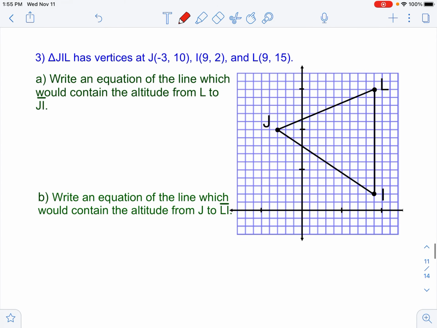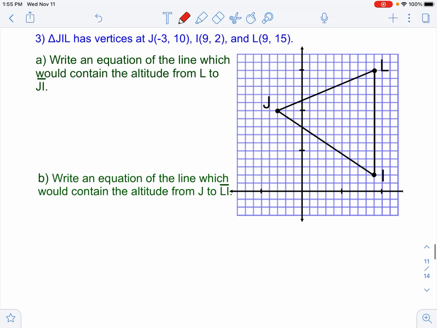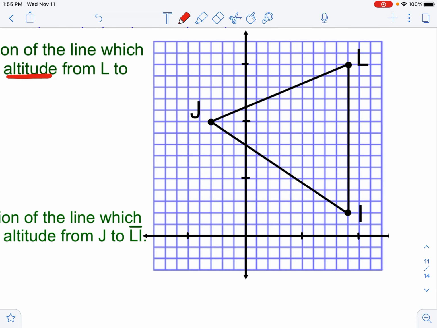Okay. Here's the next one. It says triangle JIL has these vertices. So this is nice because the vertices are already listed for me. I don't have to say like, oh, that one's at 915 and that one's at 92. This first one here says write an equation of the line which would contain the altitude from L to IJ.